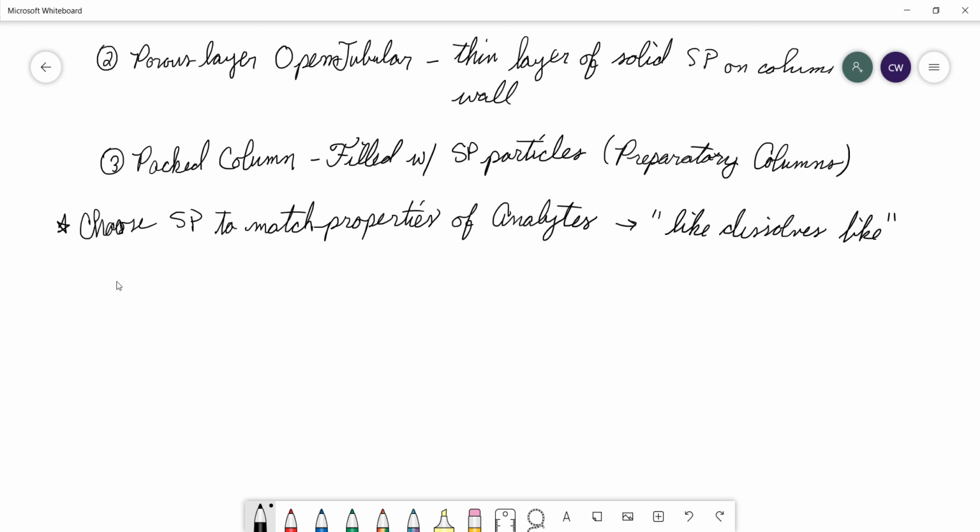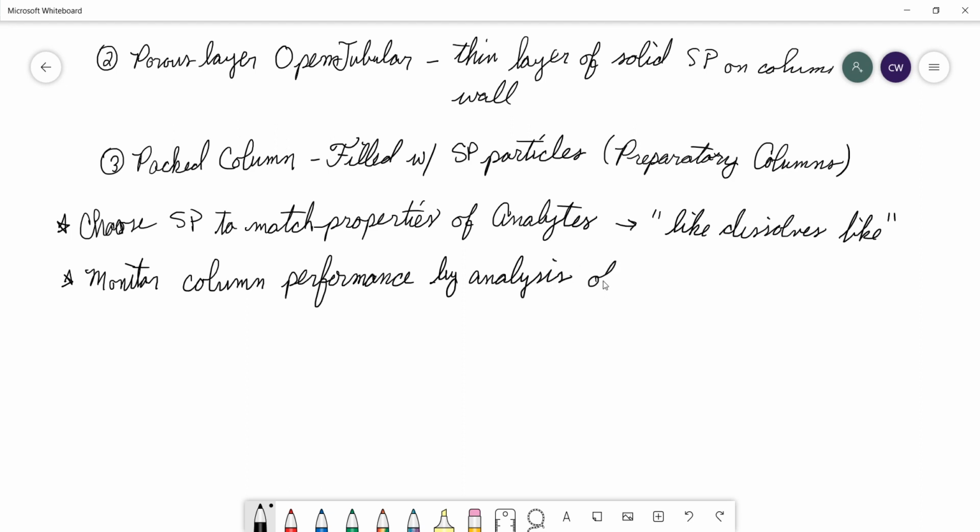Typically, we monitor column performance by analysis of a standard. Okay, and this can be an actual commercially purchased standard, or this could be something that you make in house.